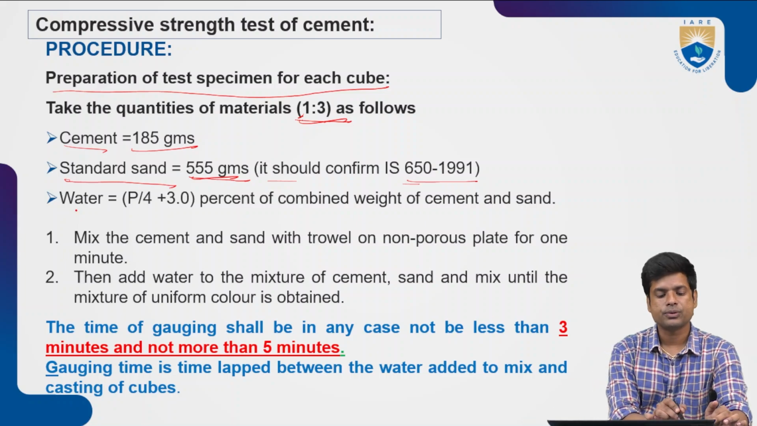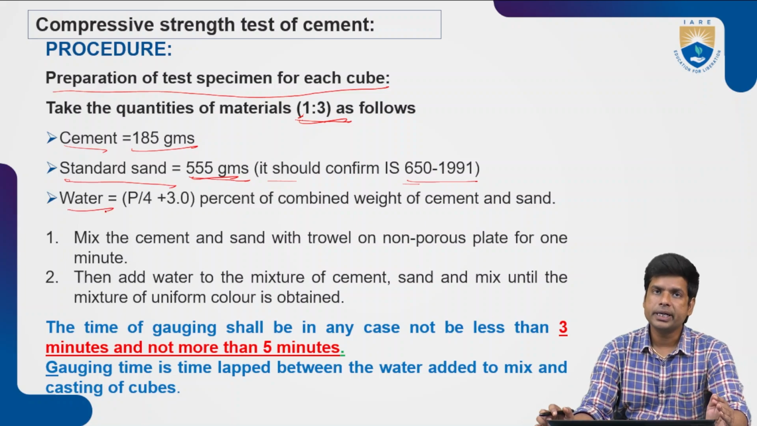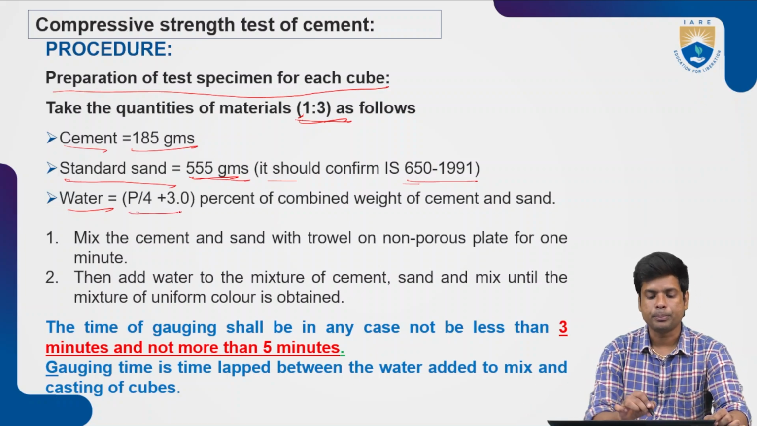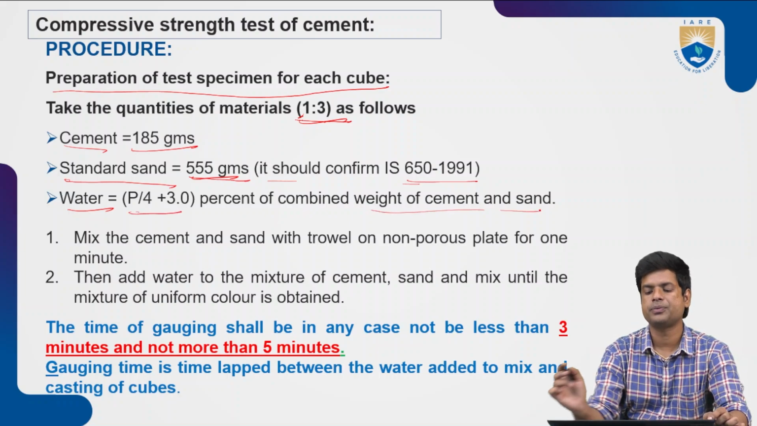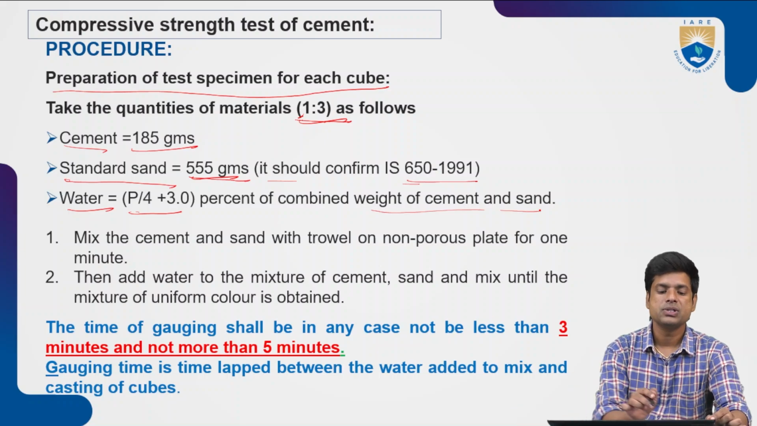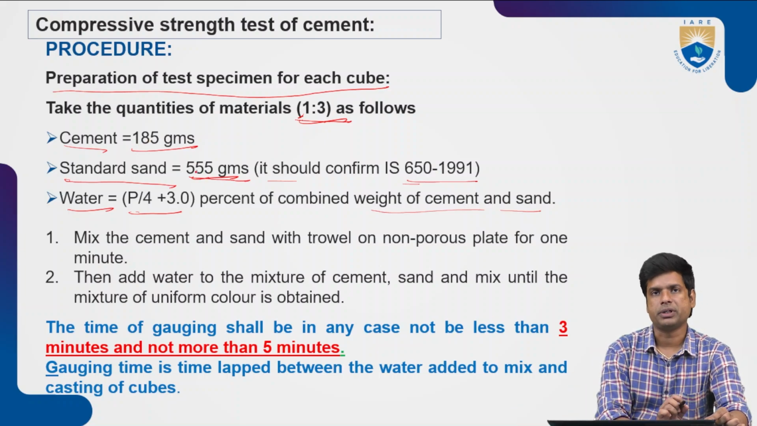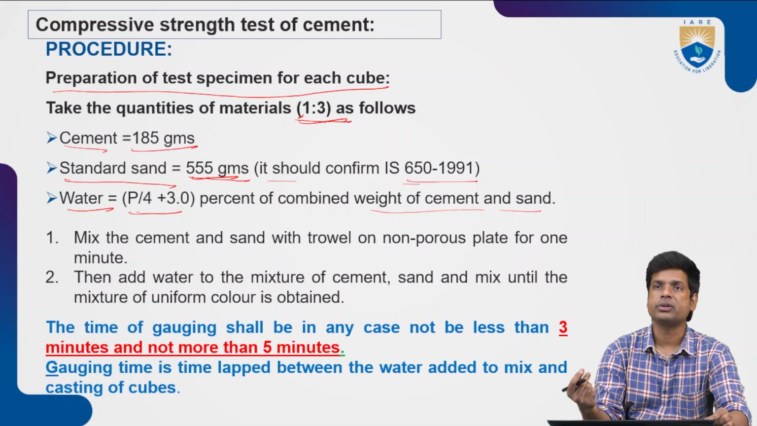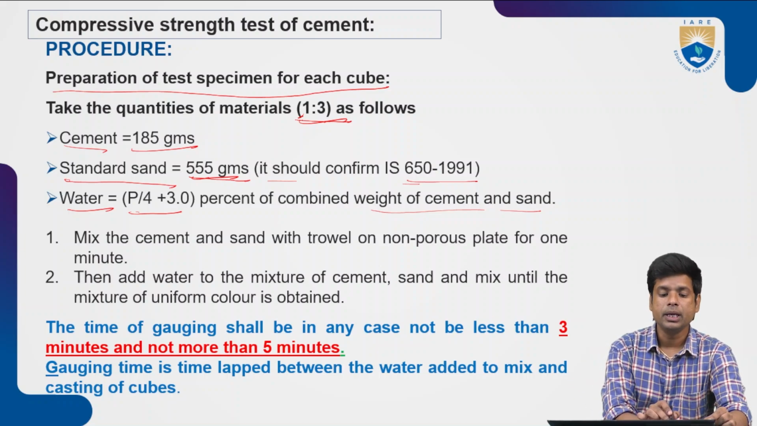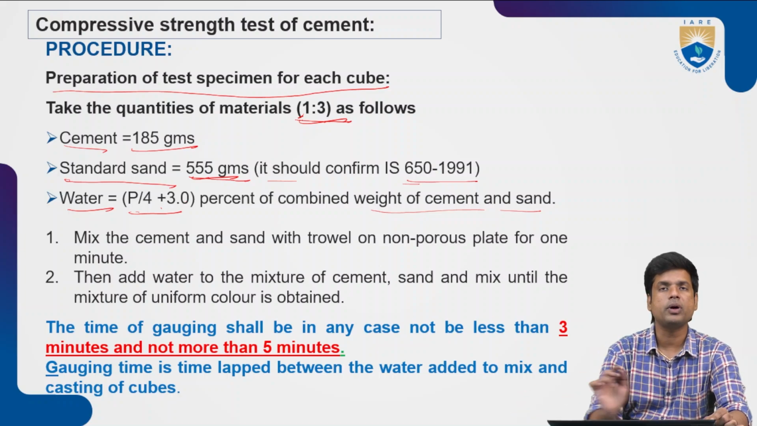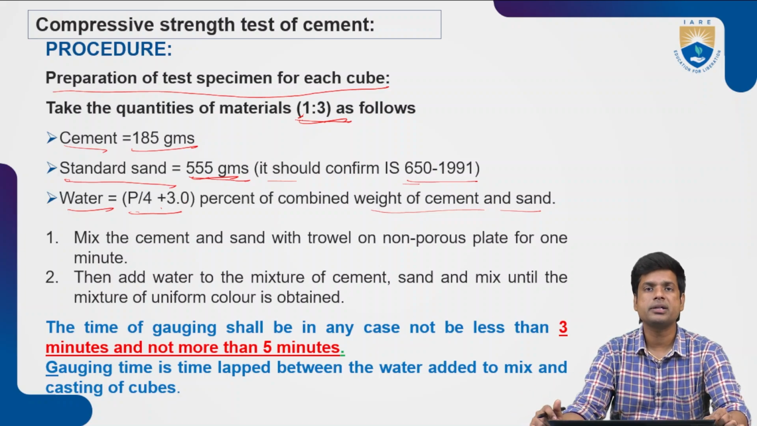Now next, water content. The water content will be calculated using this formula: P by 4 plus 3 percent of the combined weight of cement and sand. So by combining these two weights, 185 plus 555, whatever weight you get, we have to take P by 4 plus 3%. Here P is nothing but the standard consistency.